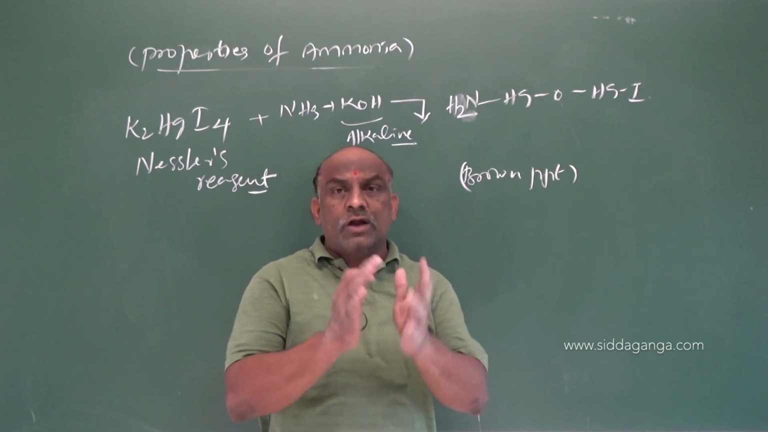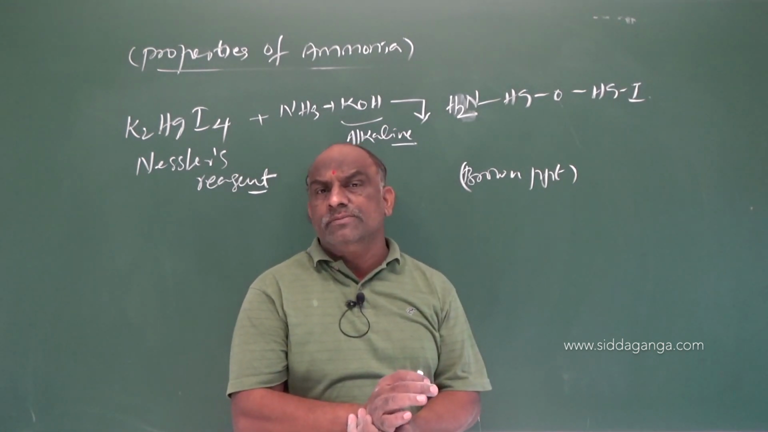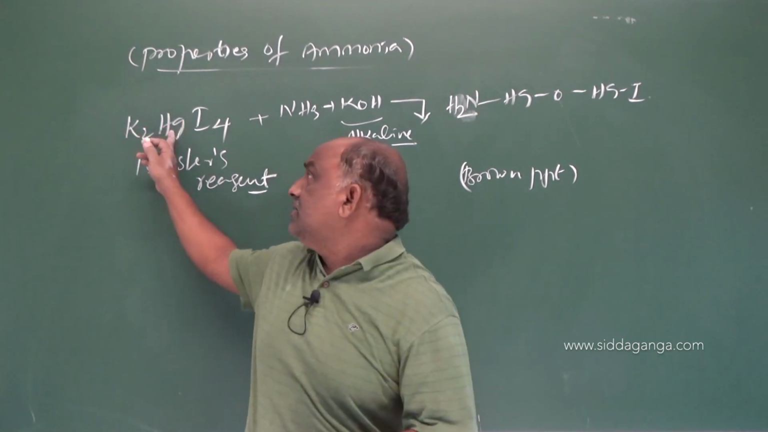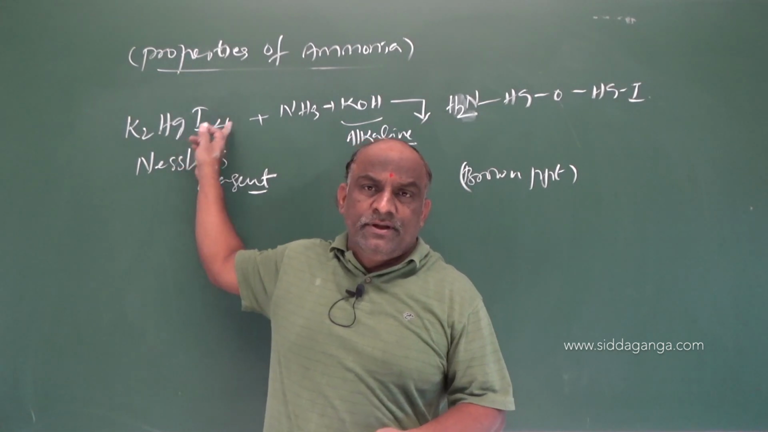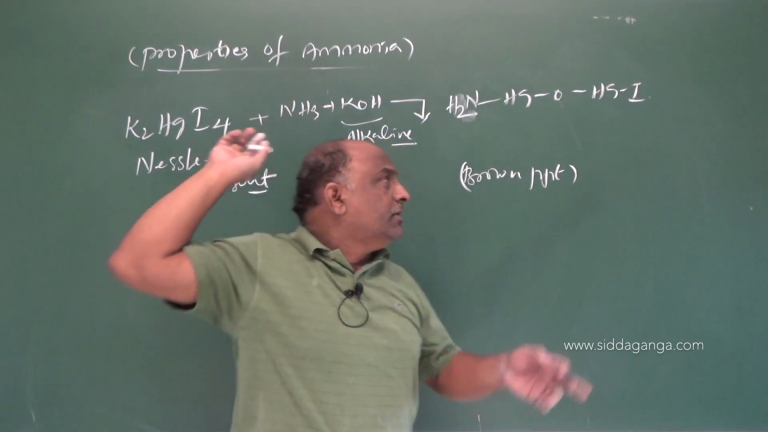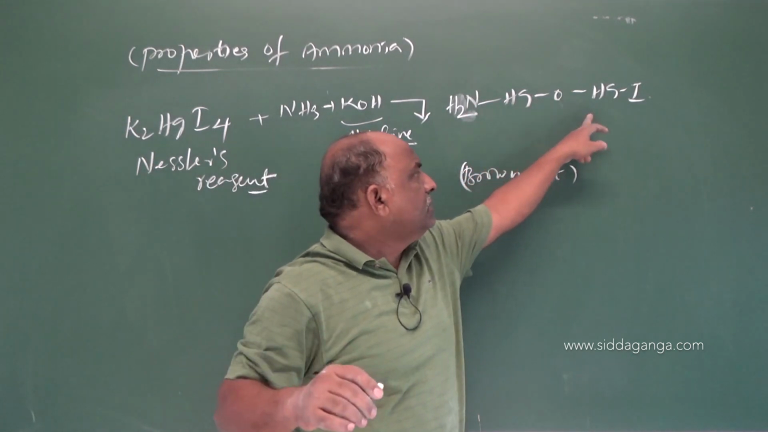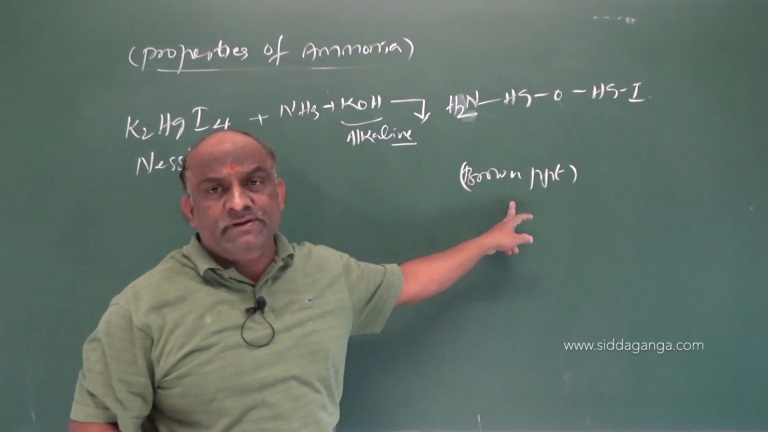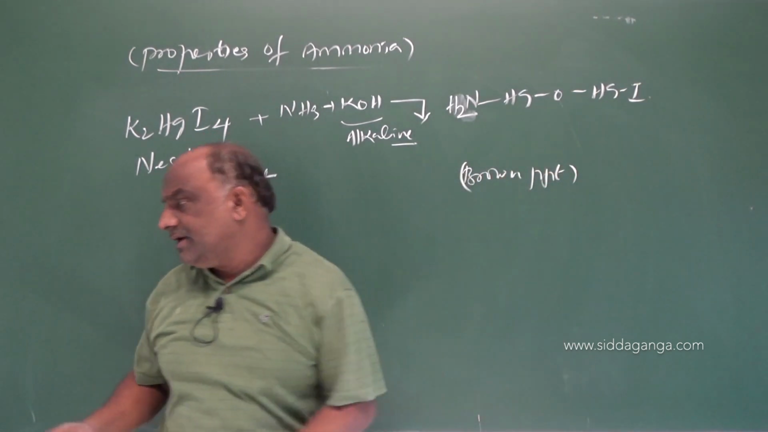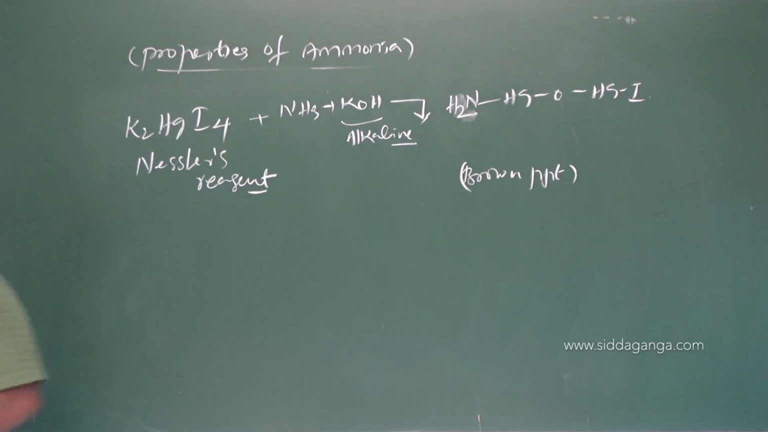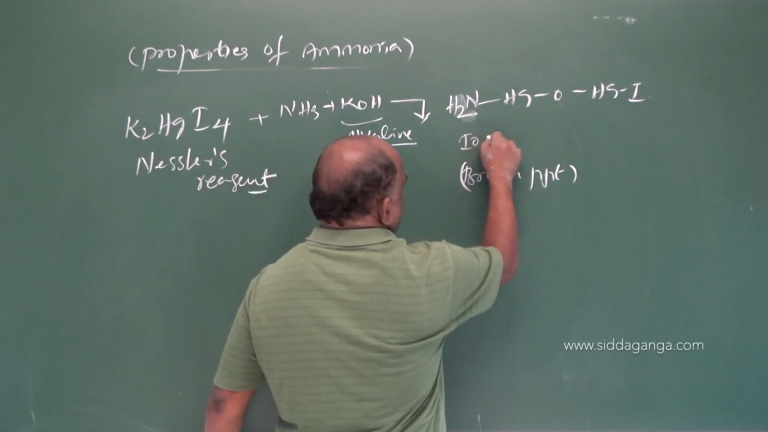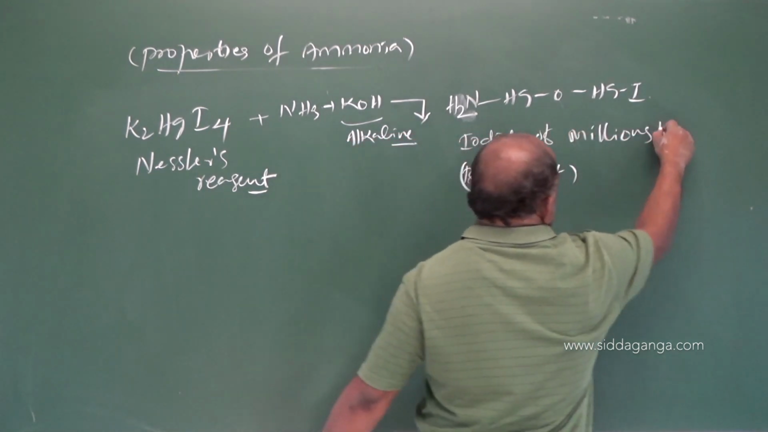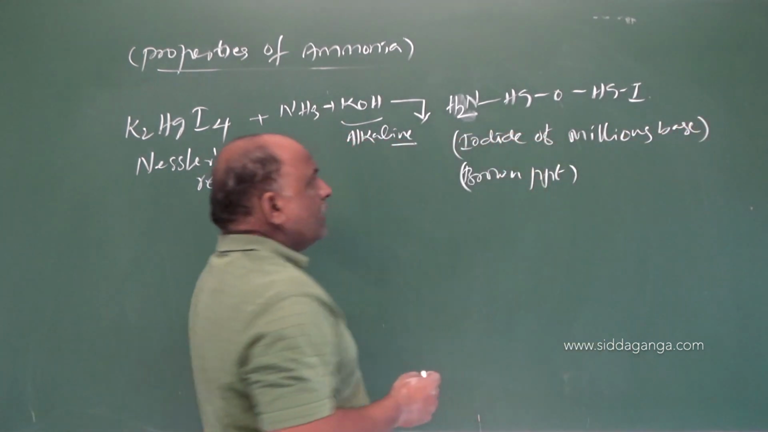What will be the formula of the precipitation when ammonium salts react with Nessler's reagent? K2HgI4 is called Nessler's reagent, treated with ammonia in alkaline solution. Then the compound is NH2HgOHgI. In which color does it appear? Brown color precipitation. And this is called the iodide of Millon's base.